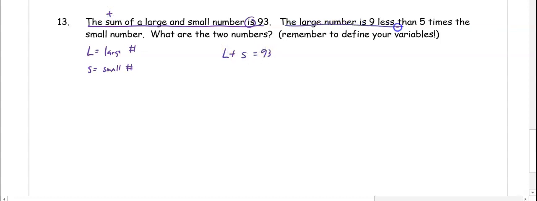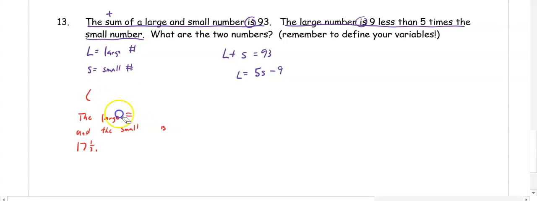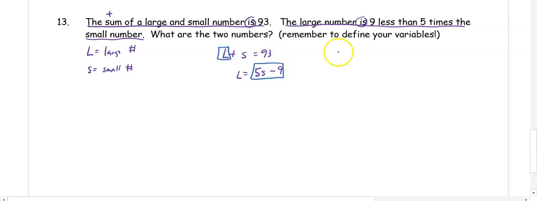Then we have the large number is 9 less than 5 times the small number. So L equals 5S minus 9. Now, if we look at these equations, we see that we already have L equals. So we can box what L equals, and we can substitute in for L. So we have 5S minus 9 plus S equals 93.